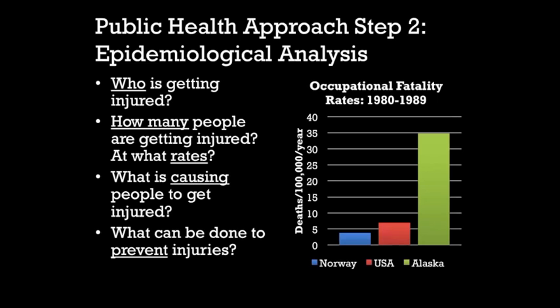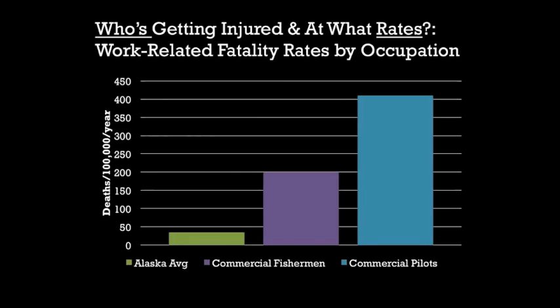Now, something to point out here is that even though this rate in Alaska is significantly higher than the U.S. as a whole, the Alaskan rate is the average rate in Alaska. And maybe not surprisingly, there was a fair amount of variability between different industries in the state of Alaska in their occupational fatality rates. These differences between industries are reflected in differential fatality rates for different occupations.